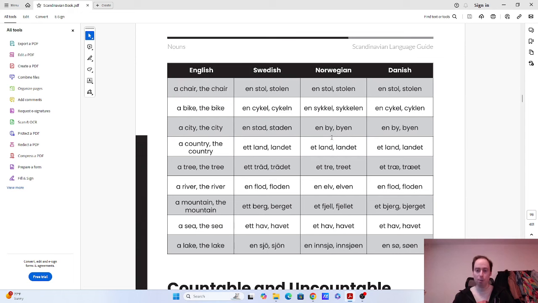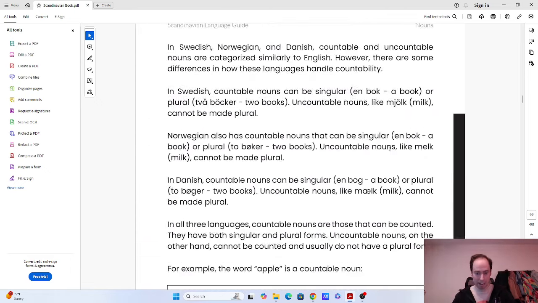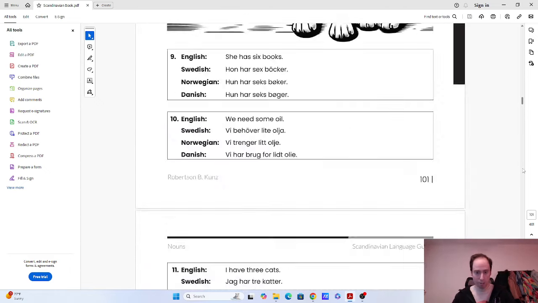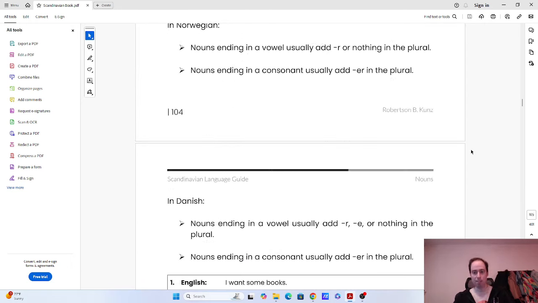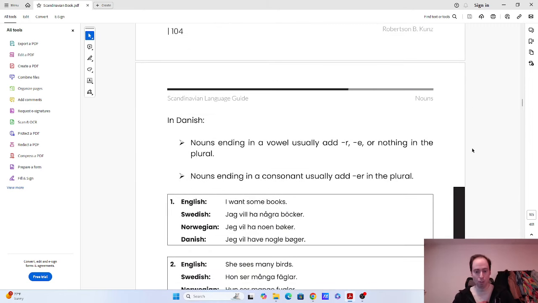I include this table just to give some side-by-side comparisons of a chair, the chair, and you can see it's the same across the board. You'll notice that the neuter nouns use et at the end instead of n, which is for the common nouns. I talk about countable and uncountable nouns, but let's skip ahead to plural. Plural is very interesting because in English we just usually have an S at the end of the word, and then that makes it plural.